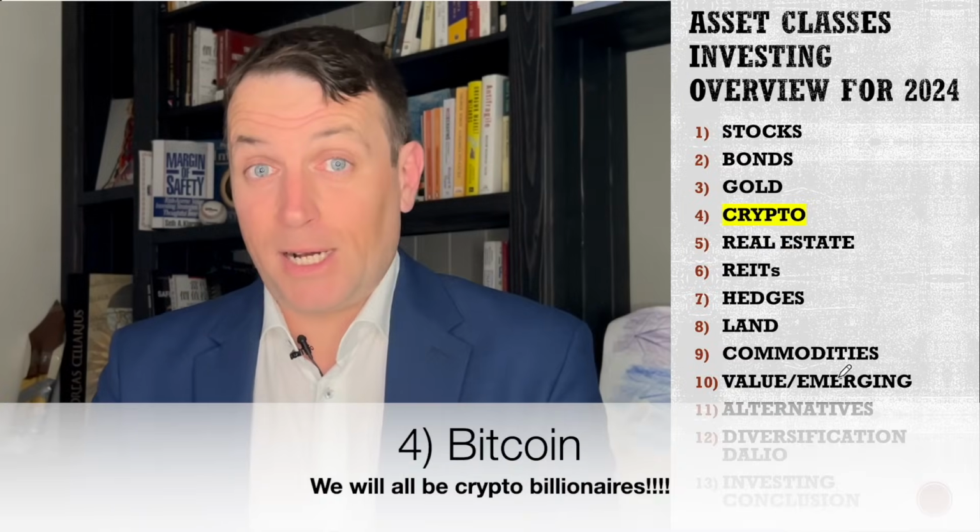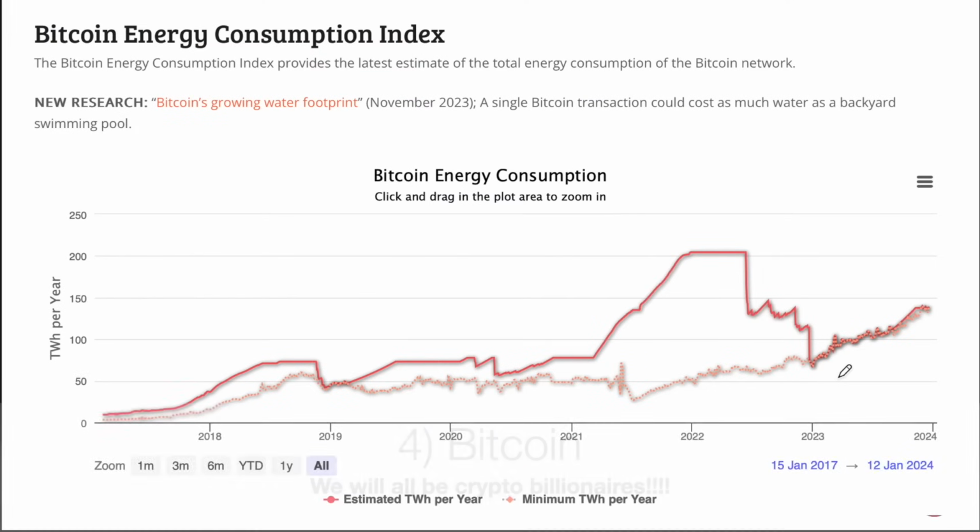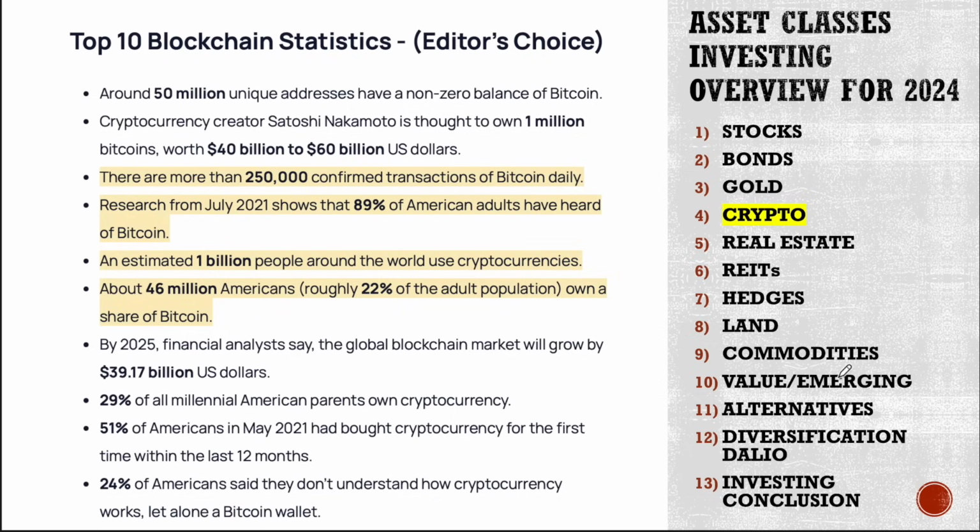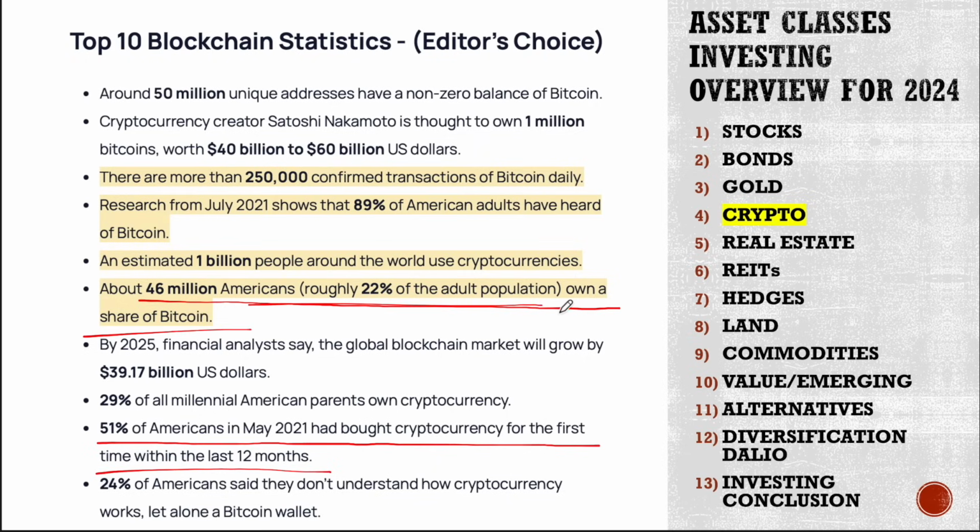Speaking of gambles, cryptocurrencies. I was just looking at the energy consumption index for cryptocurrencies, and this simply means to me that the friction for transactions is pretty high, and therefore this will not be a transactional, a currency situation, and therefore it's just gambling. And yes, Bitcoin prices went up because 51% of Americans in May had bought cryptocurrency for the first time within the last 12 months. About 46 million Americans own a share of Bitcoin that they didn't sell, so 22% of the adult population, and those numbers are huge.